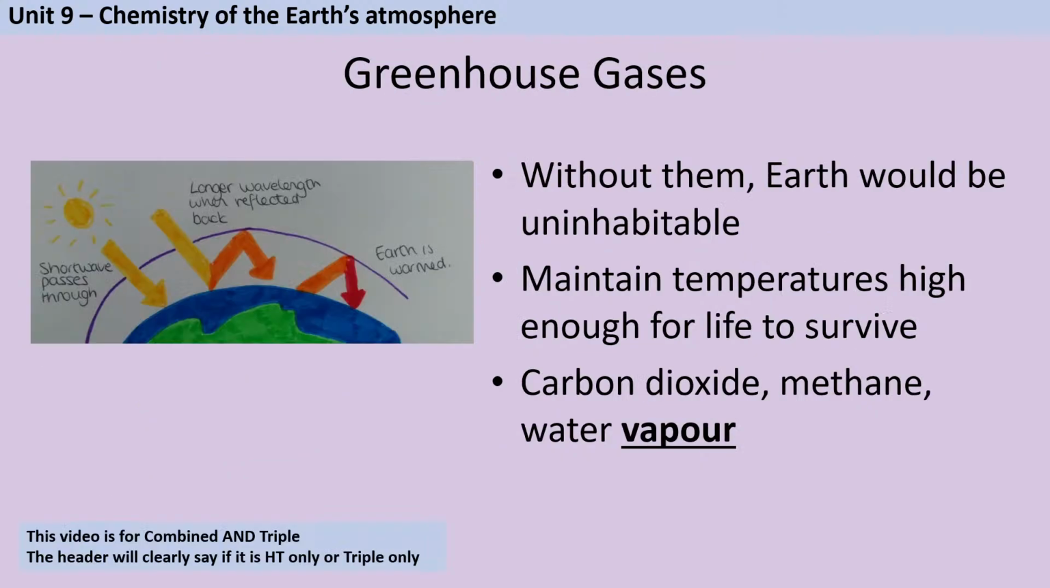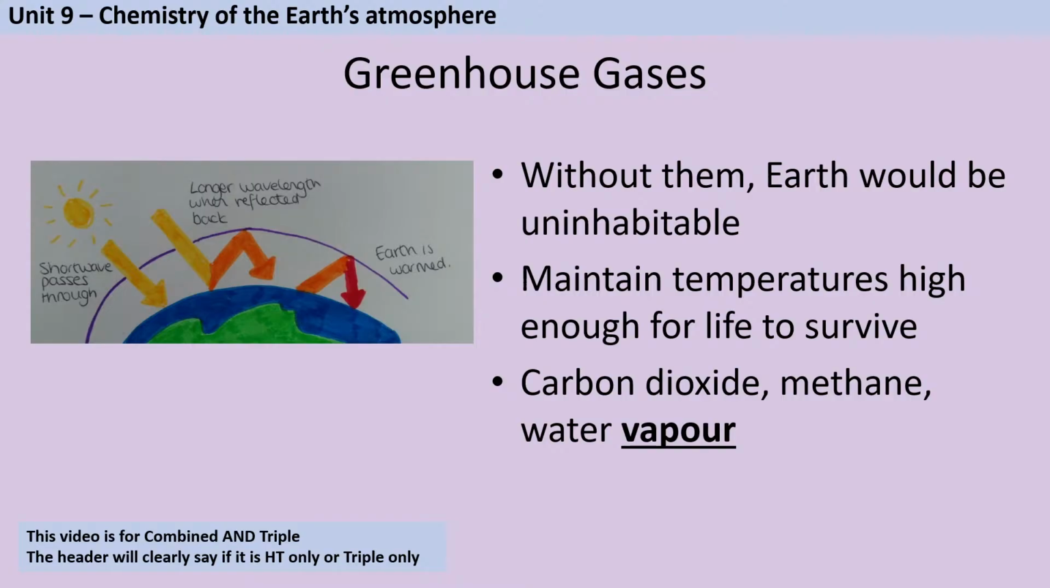Okay, next up, greenhouse gases. So the first thing we need to clear up is that greenhouse gases aren't fundamentally a bad thing. Okay, so everyone thinks greenhouse gases are just terrible, but if they didn't exist, then it wouldn't be possible for life to survive on Earth because it would just be too cold.